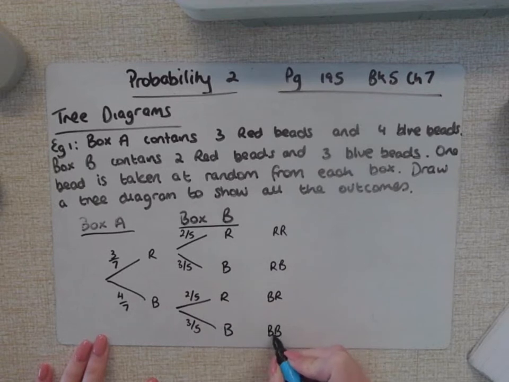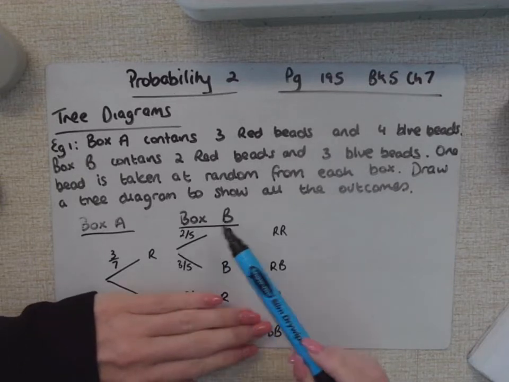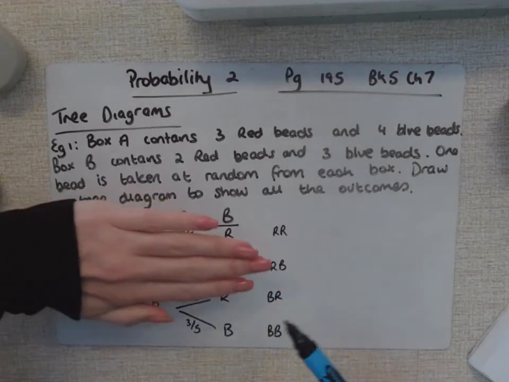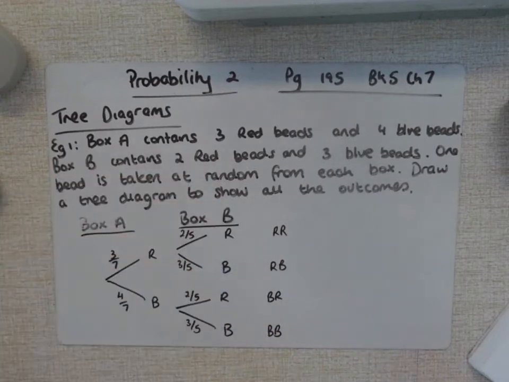Wait, so why is there 2 in box B? Because it can happen that either you got red in box A, and then you can get either red or blue, or you can get blue in box A and then you can get either red or blue. Okay, so it's just the options.